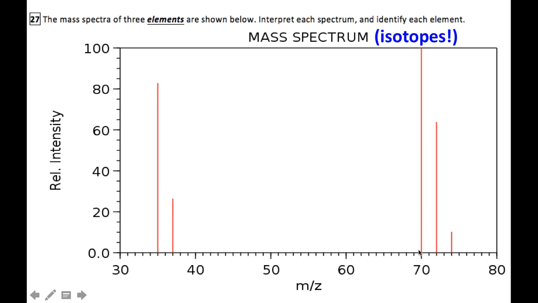So instead of looking at the biggest numbers, I'm actually going to start with the smallest numbers in this case for the elements.